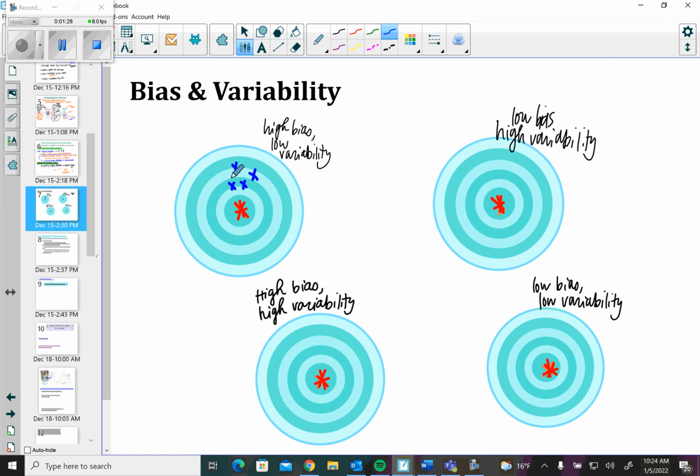Similarly, if we want to look at high bias and high variability, all of my values are going to be above what I want, but a little bit spread out. So maybe something like this. High bias and high variability.